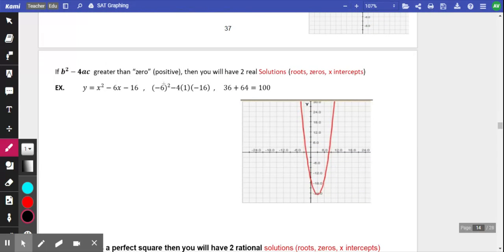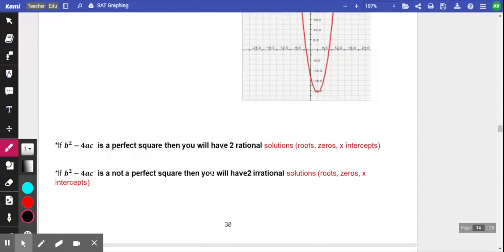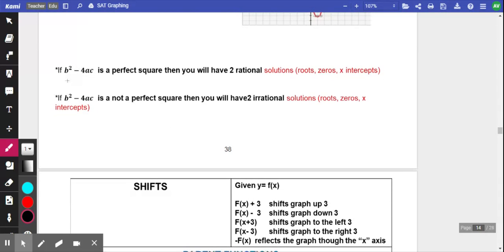For this one, if b squared minus 4ac is greater than 0, if it's a positive number, then you have 2 solutions. It crosses the x-axis in 2 places. So if the discriminant b squared minus 4ac is a perfect square, you have 2 rational solutions. If b squared minus 4ac is not a perfect square, then you'll have 2 irrational solutions.